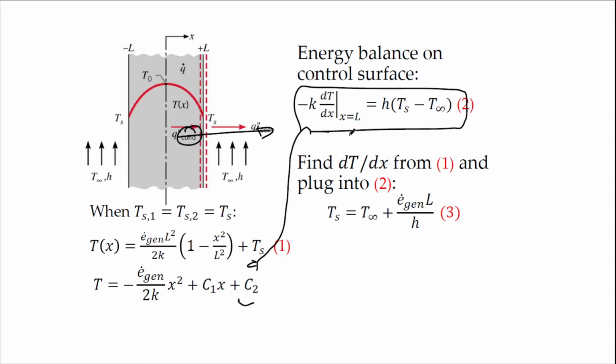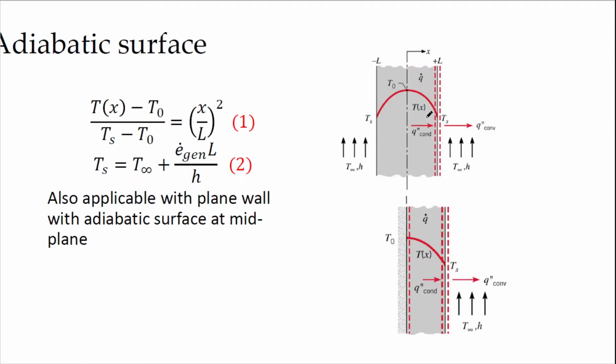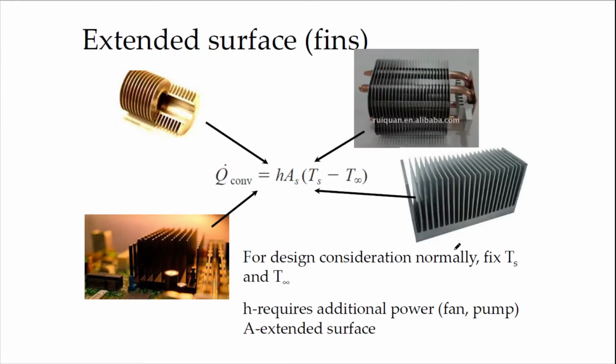So this is a convection boundary condition. Heat from the wall is absorbed through convection. And you can also have an adiabatic surface, meaning that the heat cannot go out. So dT over dx is equal to 0 at this region. So you can have convection and you can have an adiabatic surface.